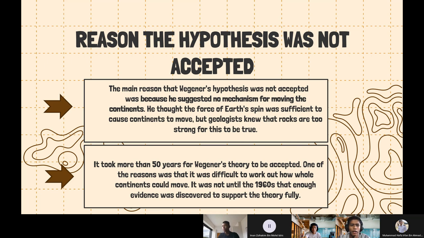It took then 50 years for Wegener's theory to be accepted. One of the reasons was that it was difficult to work out how whole continents could move. It was not until the 1960s that enough evidence was discovered to support the theory fully.